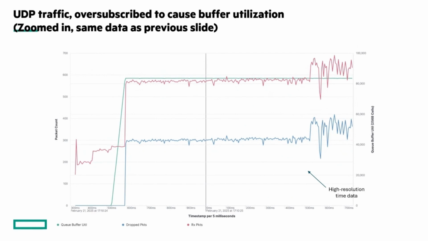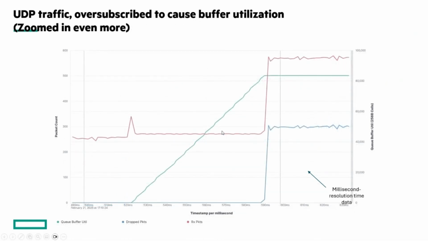And this essentially is the same type of information. It's just been zoomed in, but it's really the same data that was shown on the previous slide. So it's just another way of changing how you can actually view the data using the ELK-STRAC integration. And here we can see that we're even zoomed in even more. So we can see the queue buffer utilization, the drop packets, as well as the receive packets.